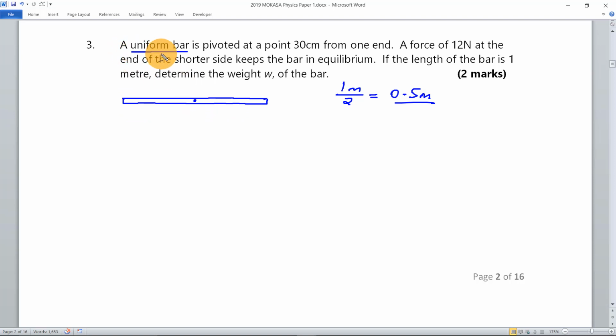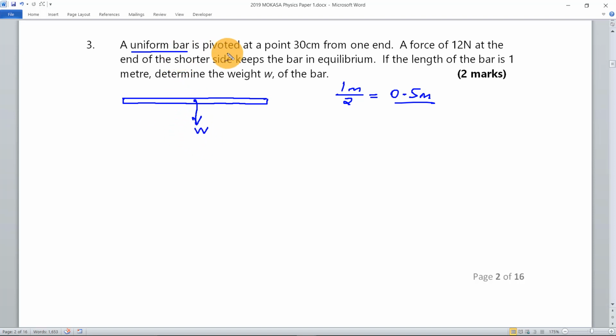So the word uniform is mentioned because the examiner wants you to identify the position of its center of gravity. Once you have identified the position of its center of gravity, you should know that it is through that point that the actual weight of the object acts. By definition, center of gravity is the point through which the weight of the object acts. So we have identified its position, and this is W.